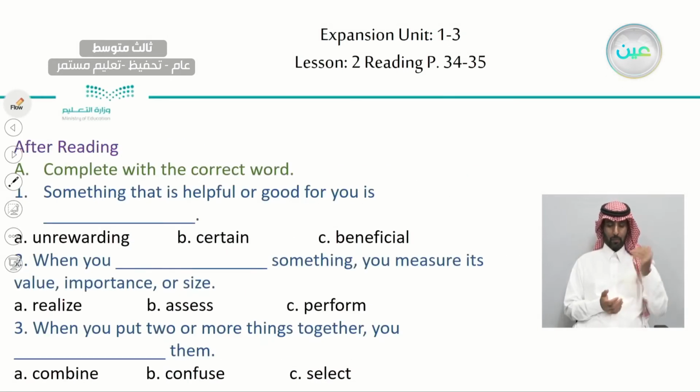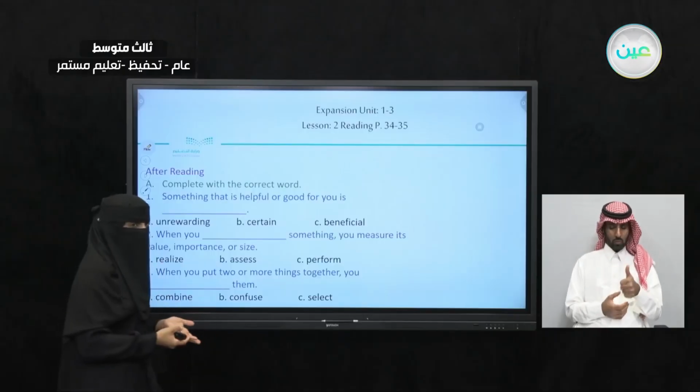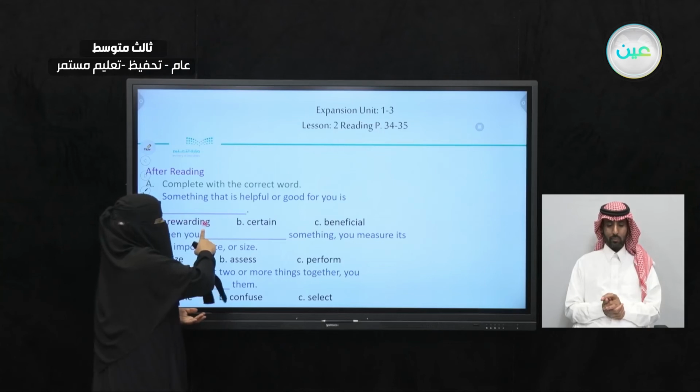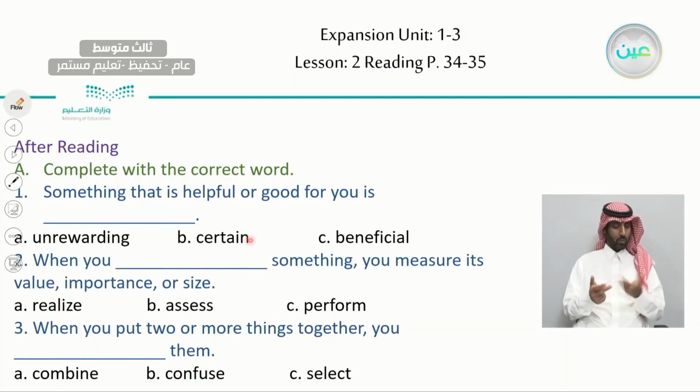Now here we have other questions. It's related to the meaning of words, okay, the meaning. Complete these statements with the correct word, okay? Number 1, something that is helpful or good for you is what? When something is really good for you, what do we call this thing? Unrewarding, certain, or beneficial. Something is very good for you. We say it's beneficial. Excellent.